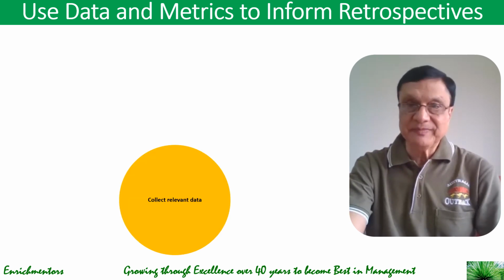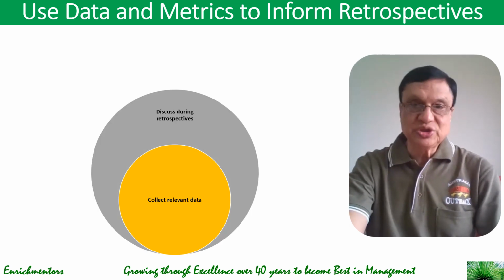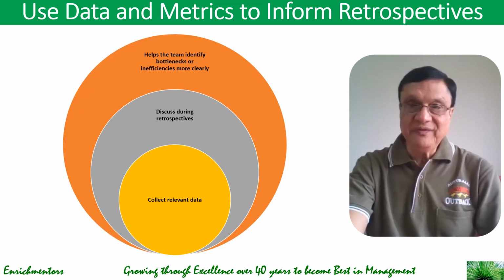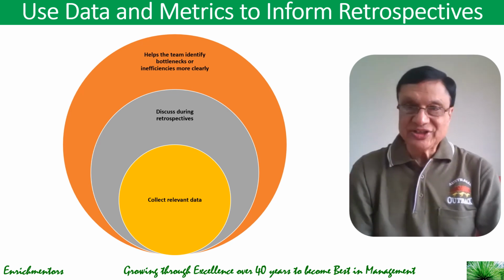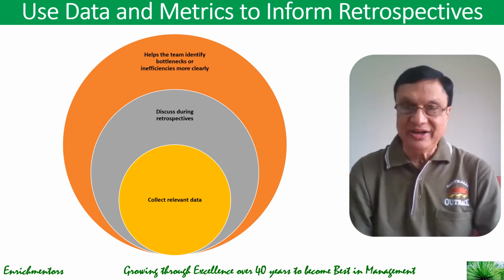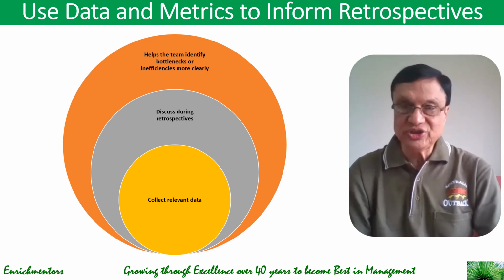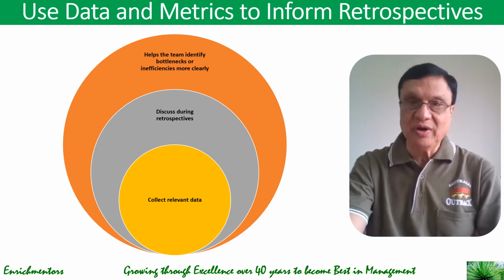Collect relevant data like time to hire, employee satisfaction scores, and productivity rates to discuss during the retrospectives, and this will help the teams identify bottlenecks or inefficiencies more clearly. If you are running an HR process retrospective, you could track metrics like number of candidate sources, interview-to-offer ratios, and employee turnover rates, and then use this data to fuel discussions on process changes. So that's how you can use data and metrics to run informed retrospectives.